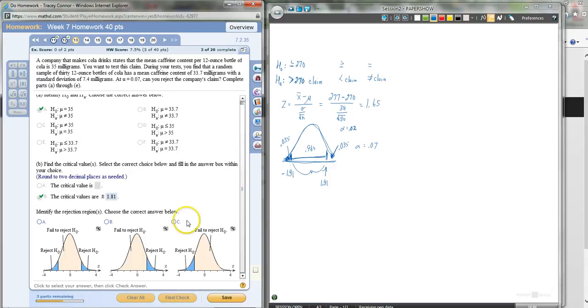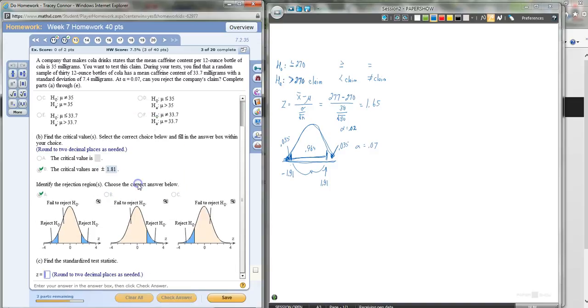So we want to identify the rejection region, and the rejection region is always going to be in the tails. So we're going to reject if it's in either one of these tails. So we're going to choose A because it's a two-tailed test.